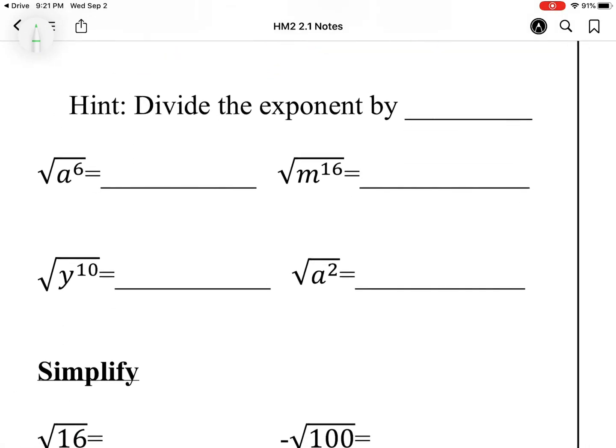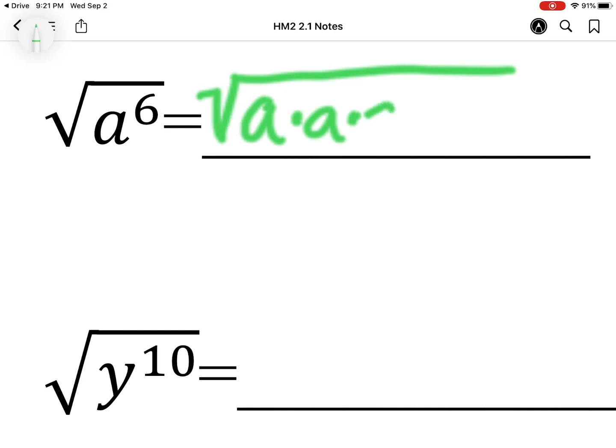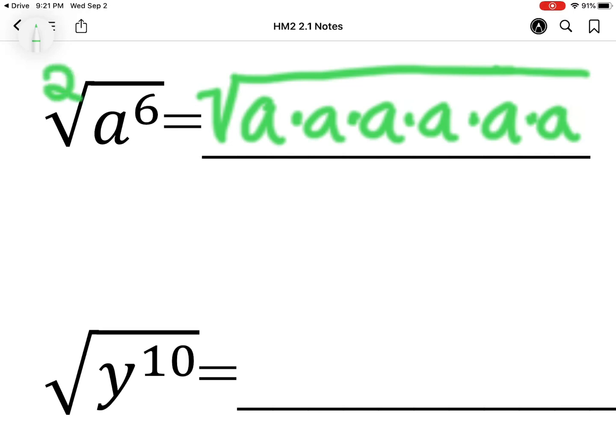So the hint of this is dividing the exponent by 2. So essentially what we have is the square root of a times a times a times a, 1, 2, 3, 4, 5, 6. Essentially that's what a to the 6th means. And our understood index is 2. So that means we're going to group it in 2's.